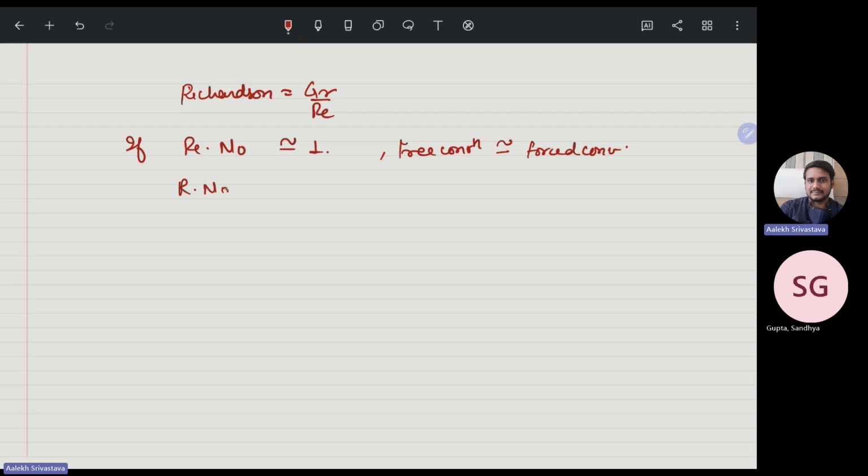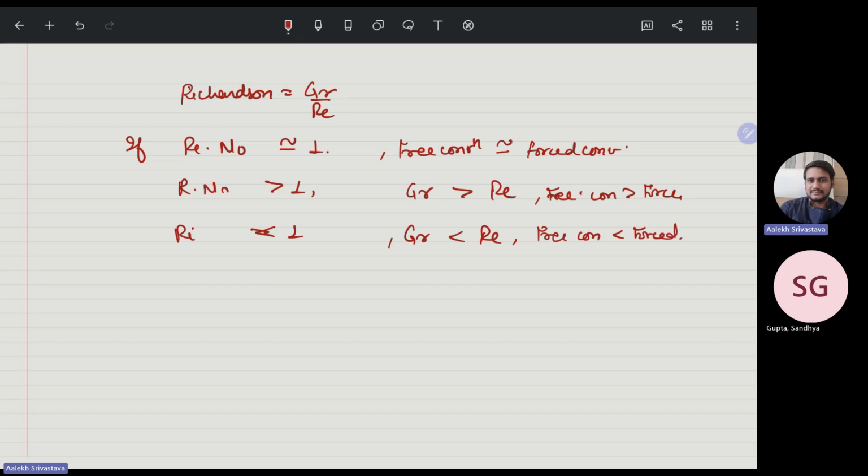Now, when this number is greater than 1, that means Gr is greater than Re, and free convection is greater than forced convection. And when the Richardson number is less than 1, Gr is less than Re and the free convection is less than forced convection. So this Richardson number is the criterion where we can say whether that term is important or not.